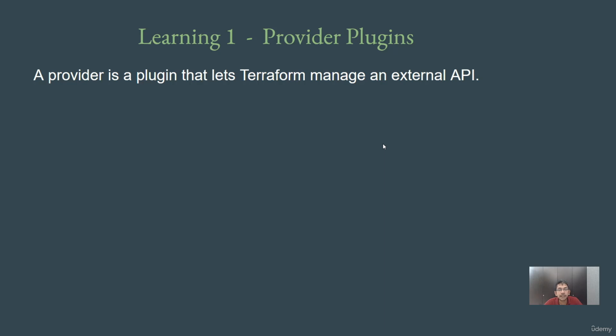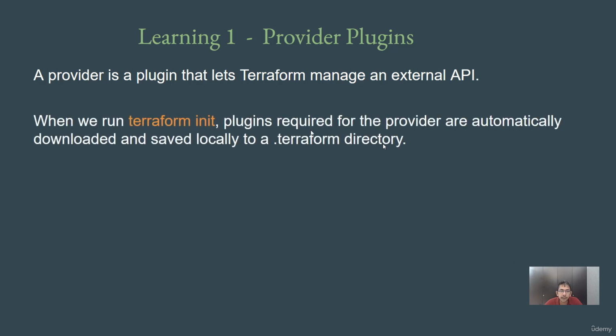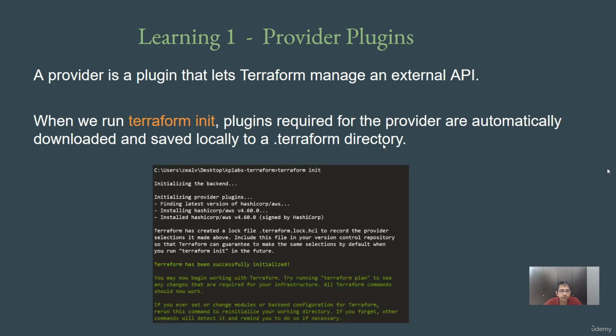So whenever you add the provider configuration block in your TF file, one of the first commands that you'll have to run is Terraform init. If you remember in our practical video, we had run Terraform init. So what does the Terraform init do? It downloads the appropriate plugins associated with the provider that you have defined in the TF file, and these plugins are downloaded to a .terraform directory. So if you remember, we had run the Terraform init command, and here it is installing a specific provider plugin. In this case, it is associated with HashiCorp AWS, and these provider plugins are stored in the .terraform folder.